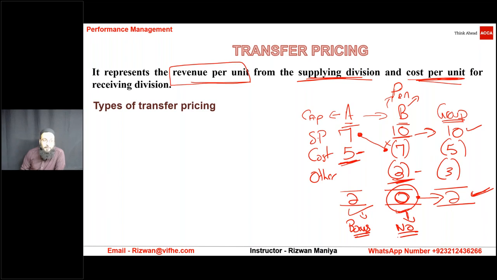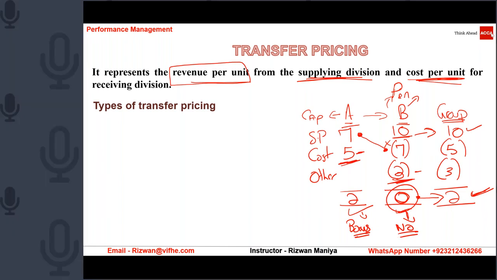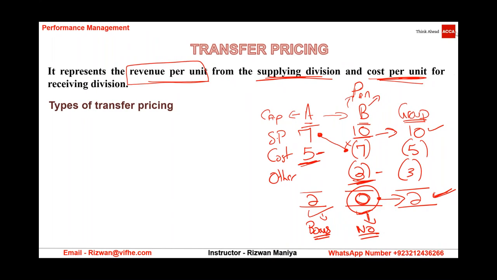Okay. So what is the bottom line from this example? Listen, what is the bottom line? The bottom line is that whatever the transfer price is, whether it was 5 or 7, group profits remain unchanged.